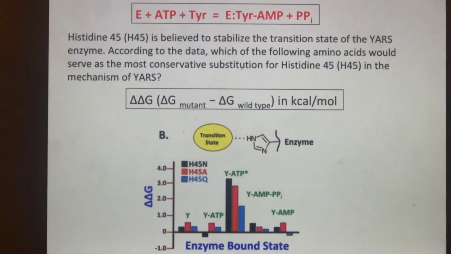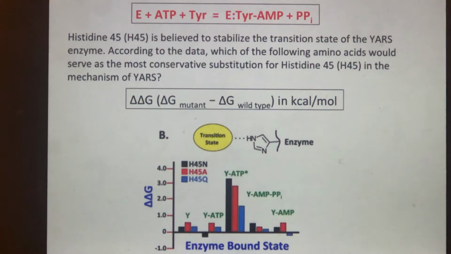They show you in panel B not only the histidine residue binding to the transition state, but also a plot of delta delta G on the y-axis plus the enzyme bound state on the x-axis. You're given 3 mutants for histidine. You have H45N, H45A, H45Q, and so you have to break out your knowledge of the one-letter amino acid codes. You get A for alanine, N for asparagine, and Q for glutamine.